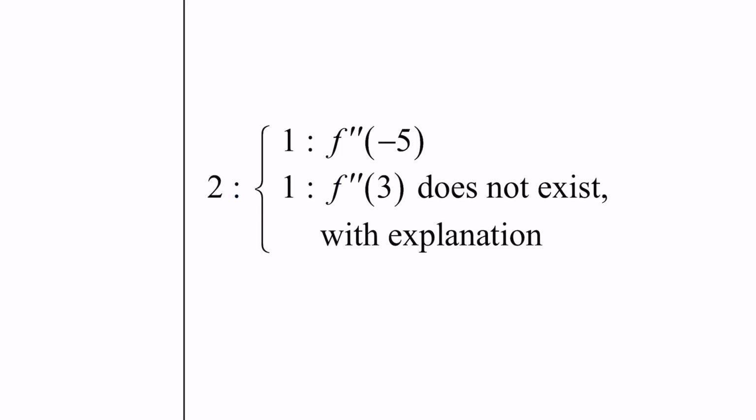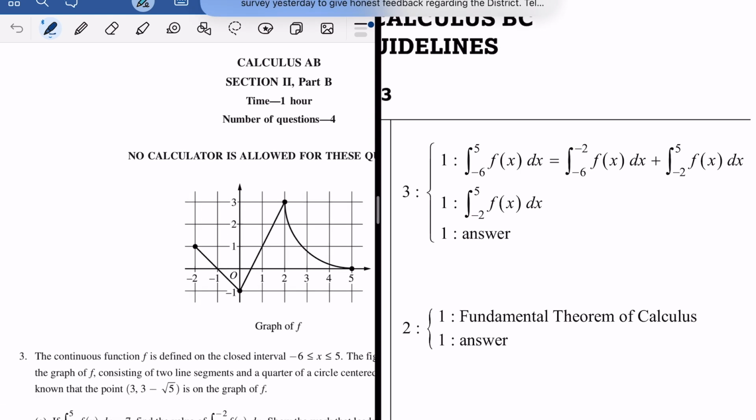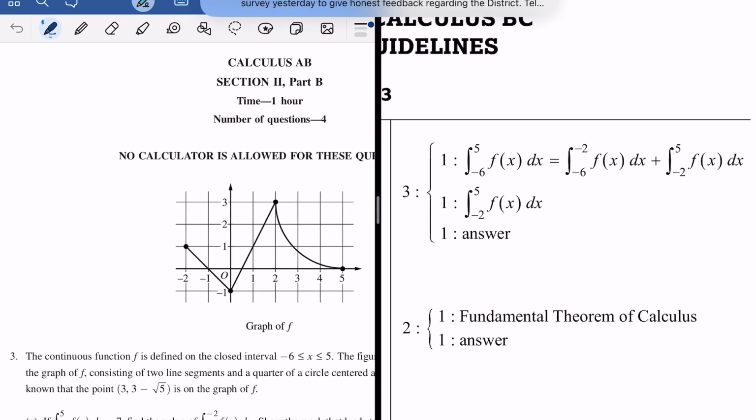Here is the point distribution for the last part. Next, we're going to look at 2019 FRQ number 3. This is a non-calculator FRQ.